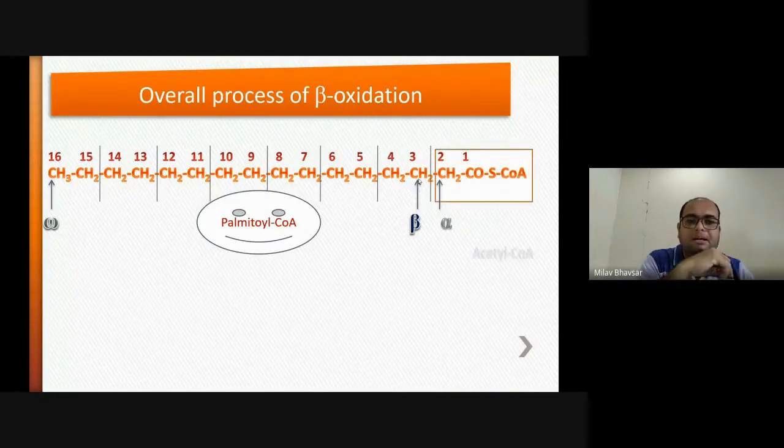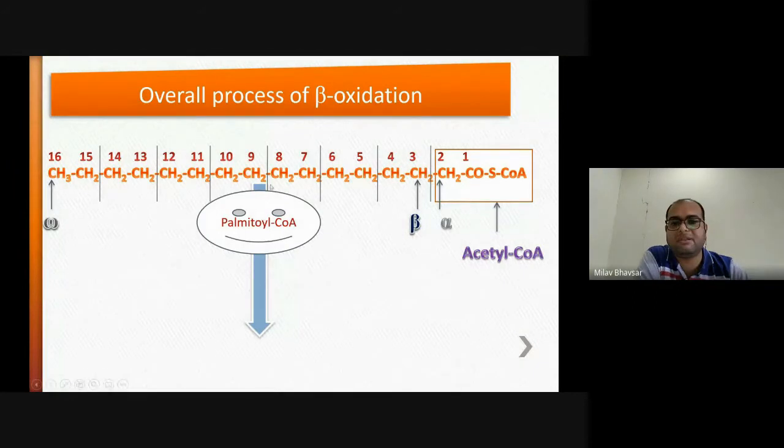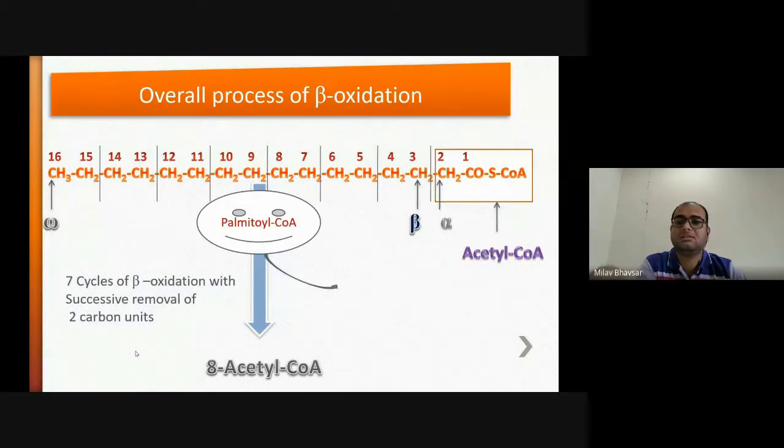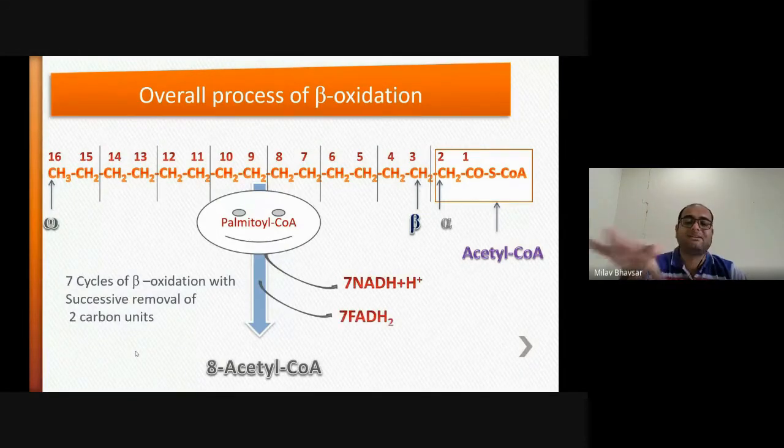So here this part is going to remain as an acetyl coenzyme A, and each and every component is going to be liberated. Basically, we are having 7 cycles of beta oxidation. So a total of 8 acetyl coenzyme A are coming out of the palmitic acid. This is also going to liberate 7 NADH as well as 7 FADH2 in the process.